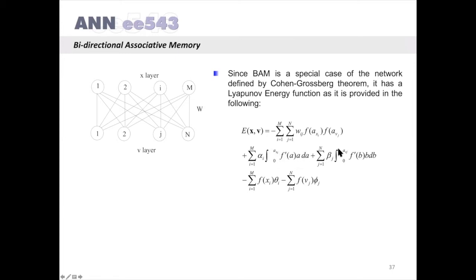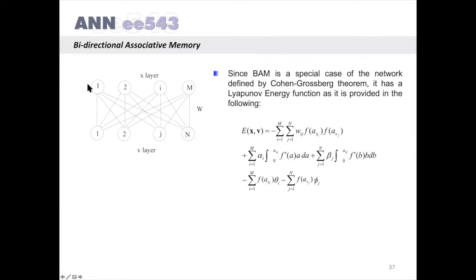And similarly, for each neuron in the V layer, here we have the integral of the activation from 0 to a_vj, so v corresponds to the activation here, the inverse of the output function multiplied by the activation there, and then we are taking the integral. And these are the integral terms. And then we have single summation terms.